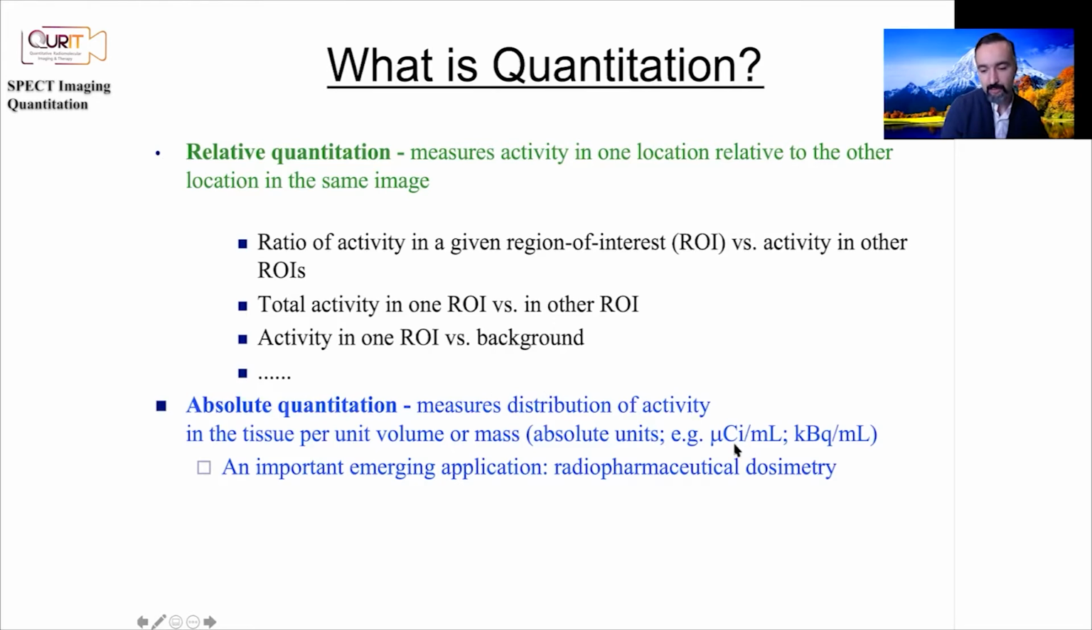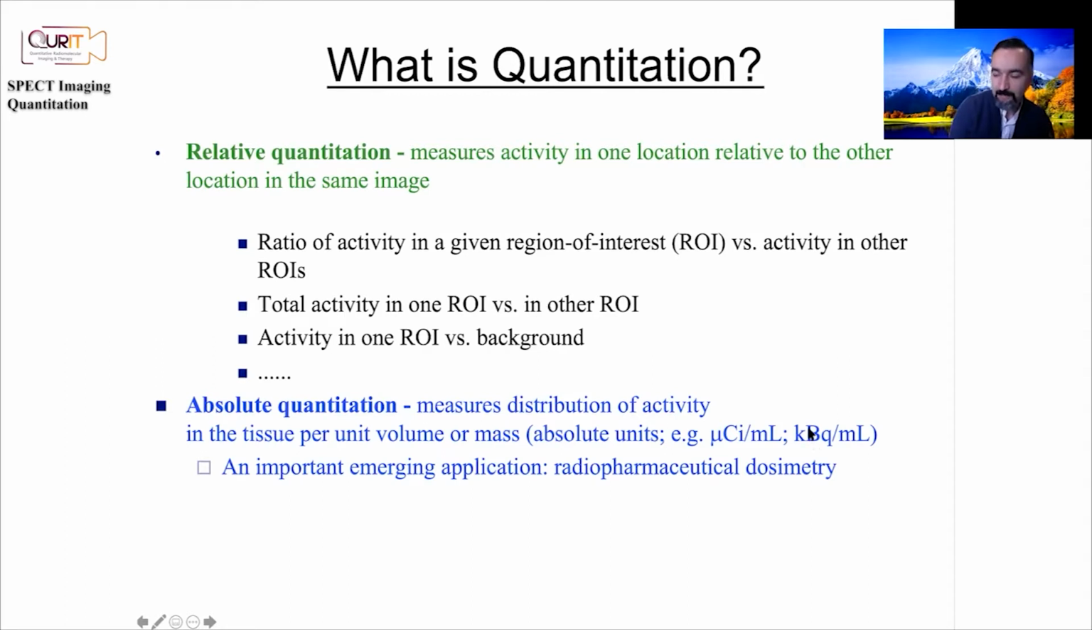So, for example, you could be looking at an image, and for each pixel, it could be telling you the absolute units, let's say in microcuries per milliliter or in kilobecquerels per milliliter. And these two, as we've talked about, are highly related. They're off by a factor of 37, for example. But that doesn't matter. The point is, kilobecquerels per milliliter, right? So can we do that?